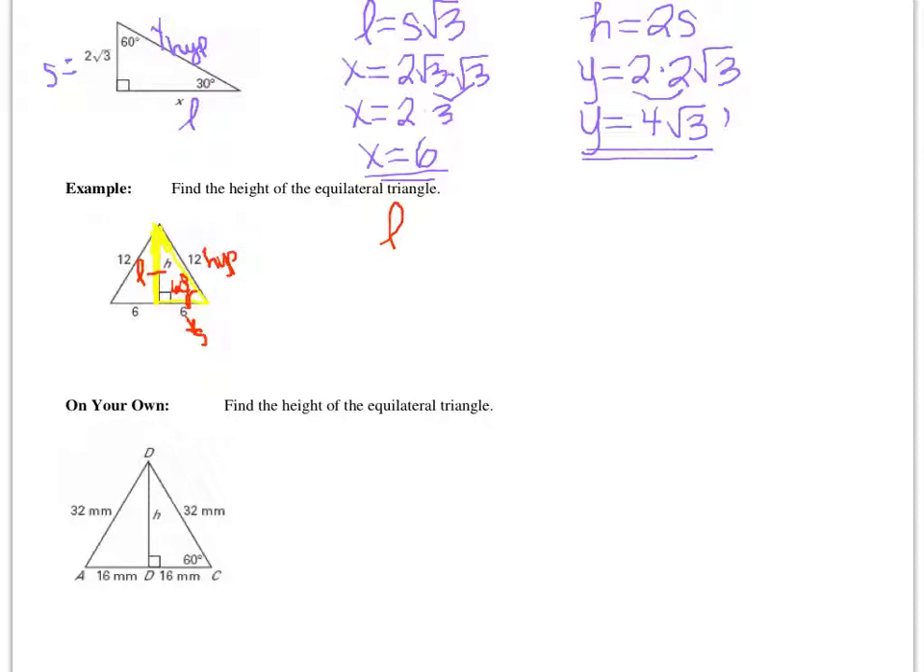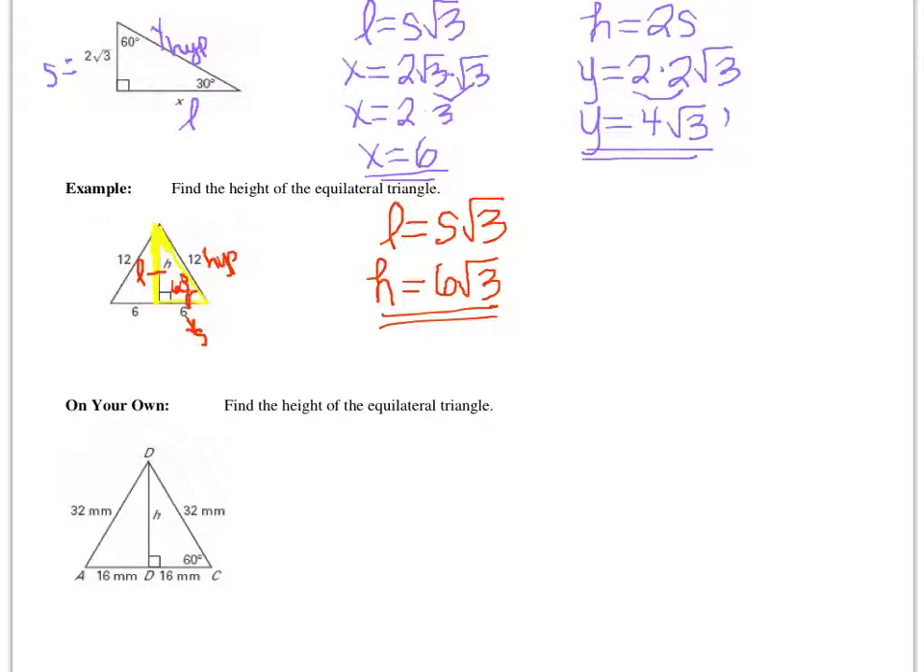So my longer leg, L, equals my shorter leg times the square root of 3. So my longer leg, L, well, that's my height of my triangle. My shorter leg is 6, and then times the square root of 3. So my height is just 6 times the square root of 3.